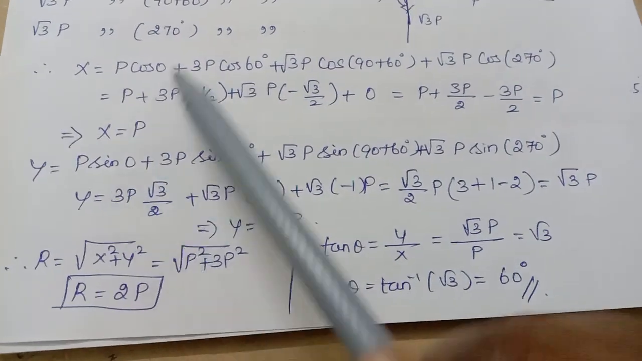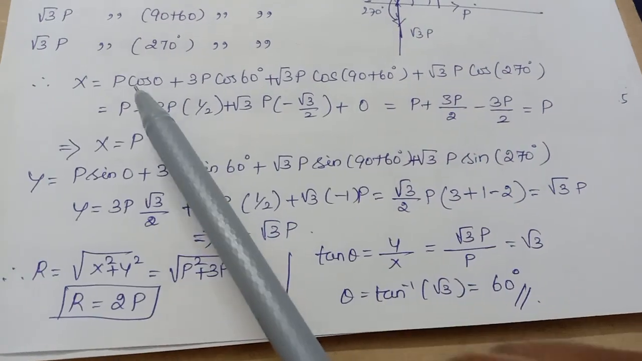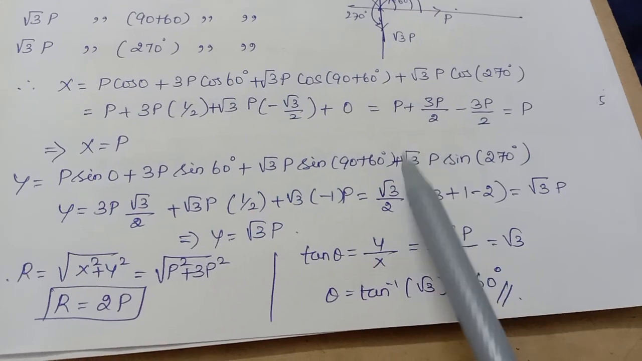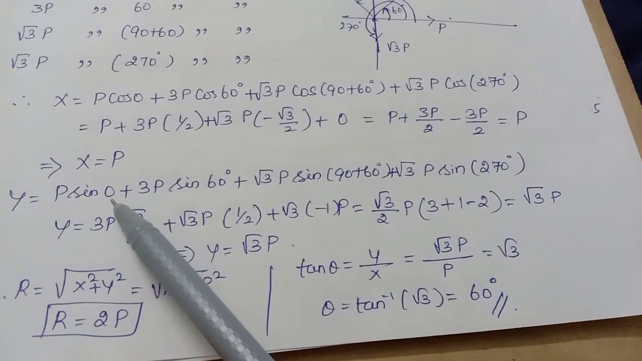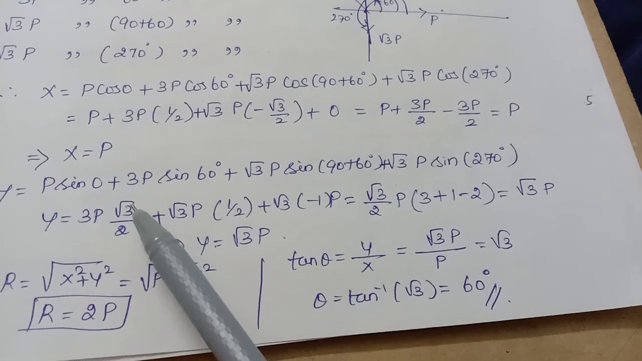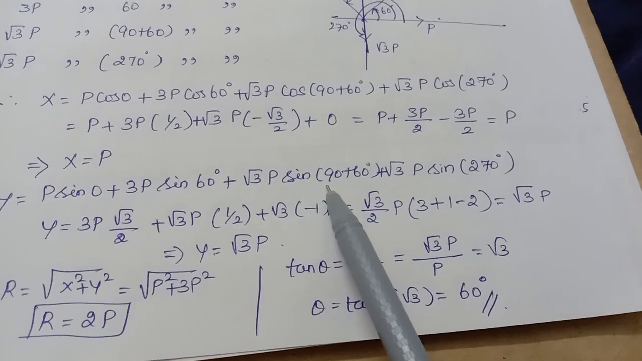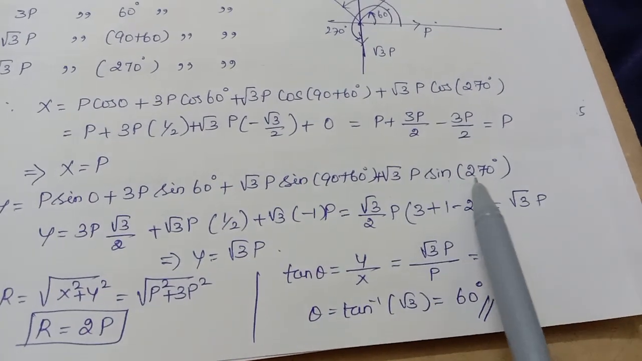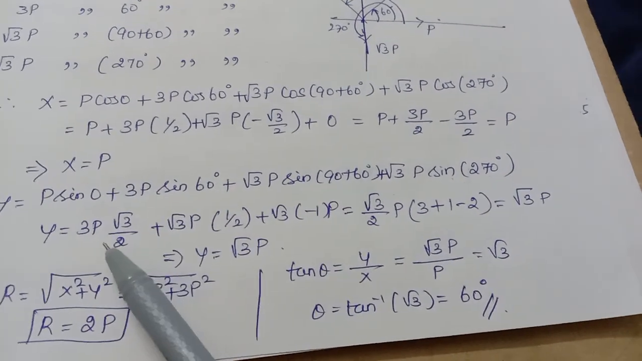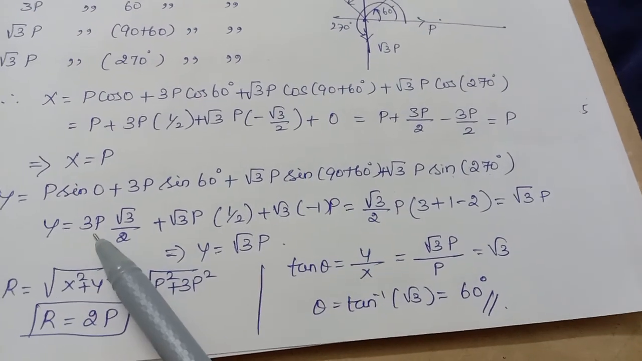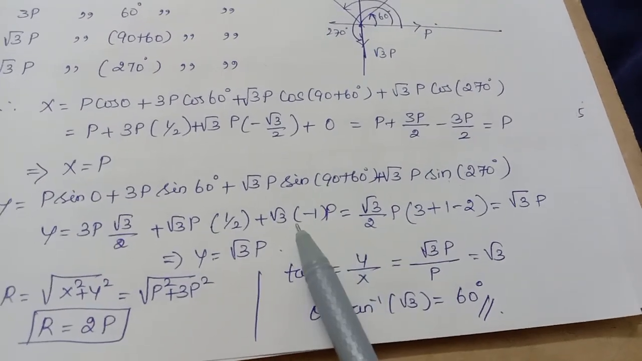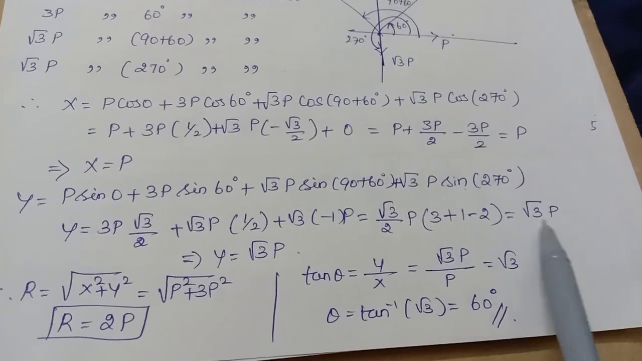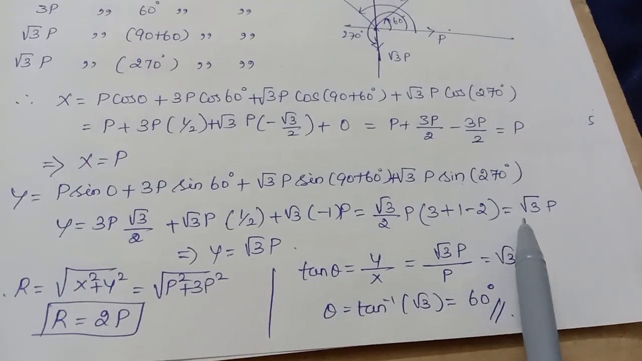Next, vertical component. The same thing, you have to replace all cos function by sin. So P sin 0 plus 3P sin 60 plus root 3P sin of 90 plus 60 plus root 3P sin 270. Sin 0 is 0. Sin 60 is what? Root 3 by 2, plus, here sin of 90 plus theta is cos theta. So cos 60 is 1 by 2, plus root 3 into sin of 270, which is minus 1. Okay. So what will you have? Root 3 by 2P, if you take outside, what will you get? 3 plus here 1. Here it is what? No, by 2 is not there, so it will be minus 2. So what I have? Root 3P. So horizontal component is P, vertical component is root 3P.